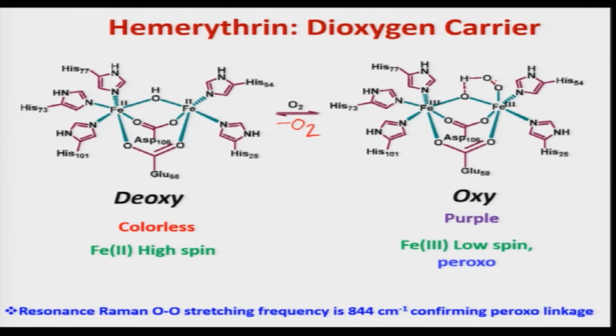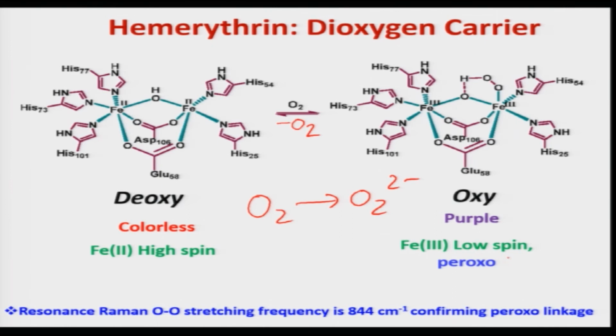As I have said, this iron 2 center binds dioxygen, and this dioxygen is no more in neutral form. O2 is converted to O2 2-, and you see that this proton is there, which is hydrogen bonded to the mu-oxo group present in oxy-hemerythrin. Also, going from deoxy to oxy results in a huge color change from colorless to purple, and the iron 2 center, which is high spin in the deoxy state, becomes low spin, and also iron(III).